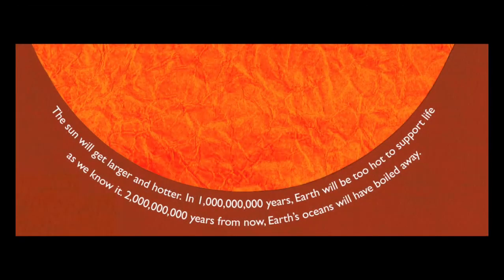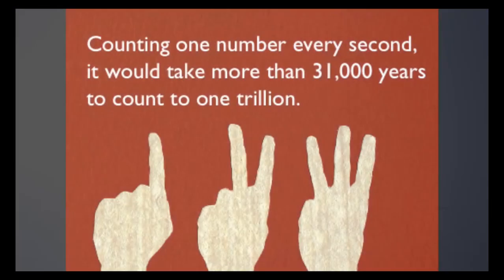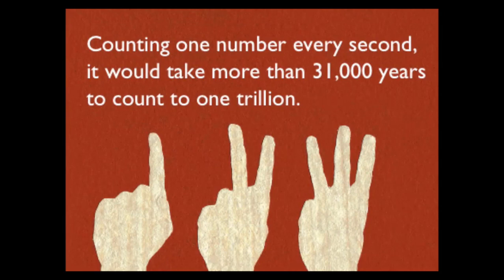It will take a long time, but the sun will get larger and hotter. In 1 billion years, Earth will be too hot to support life as we know it. 2 billion years from now, Earth's oceans will have boiled away. Counting one number every second, it would take more than 31,000 years to count to 1 trillion.